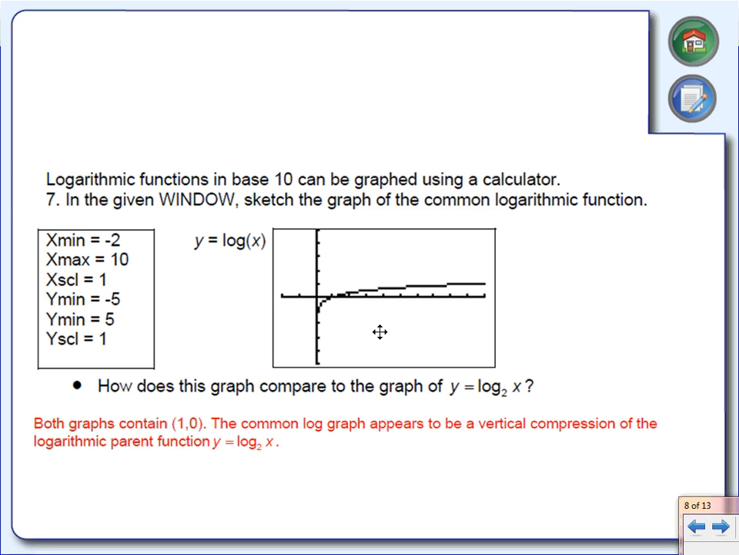I also want to point out the fact that both of the graphs, this one and the parent function, have the point 1, 0. So write that down for me as well. They both have the ordered pair 1, 0.